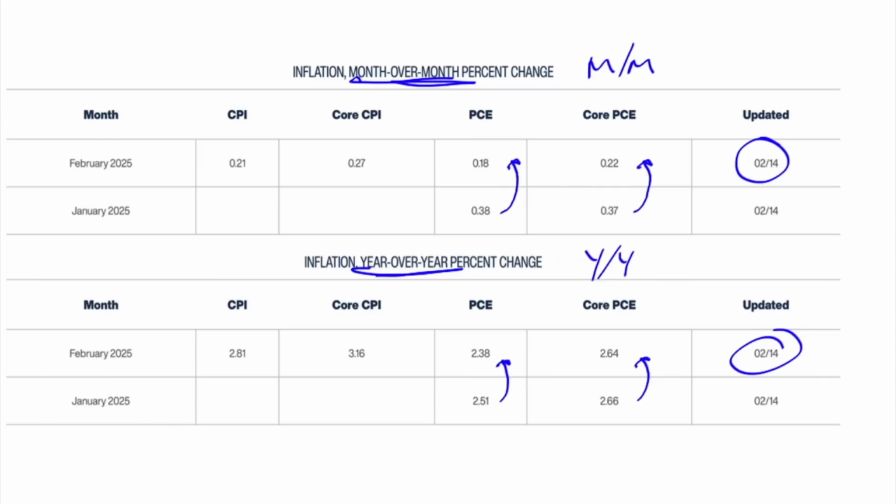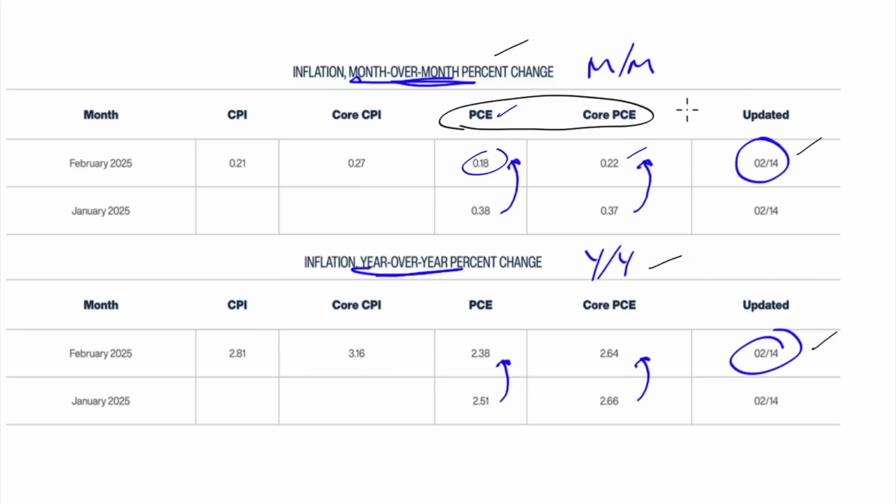Okay, this is from the Cleveland Fed. If you Google search for inflation nowcasting, you'll get a link for Cleveland Fed. Here's what you'll see. This was updated on February the 14th. This is for PCE, particularly what we're looking for. The first panel is month over month. The second panel is year over year. This is their expectation, 0.18 on headline PCE, which annualized comes to about 2.2%, which is what the Fed targets, the headline PCE.